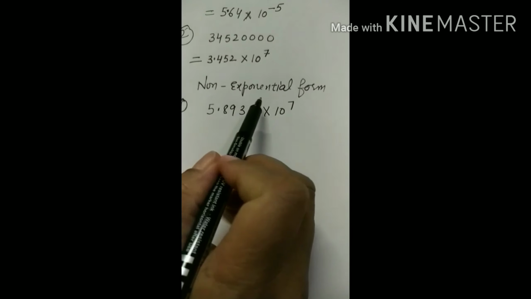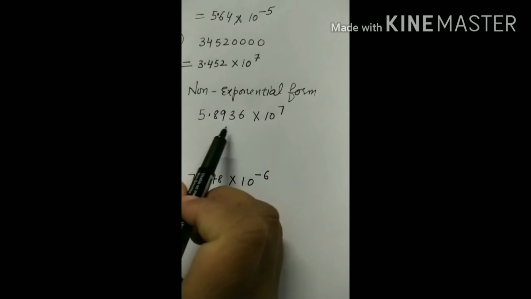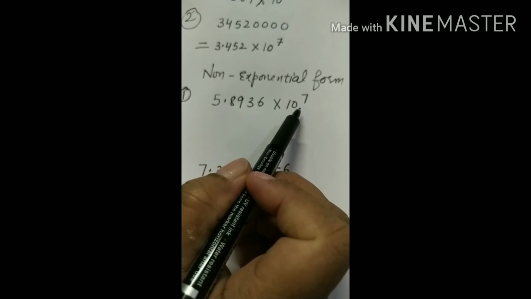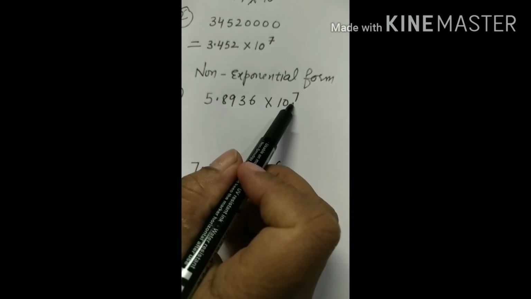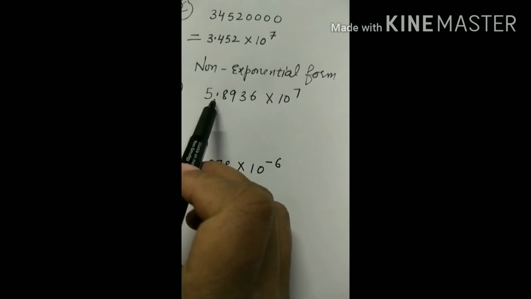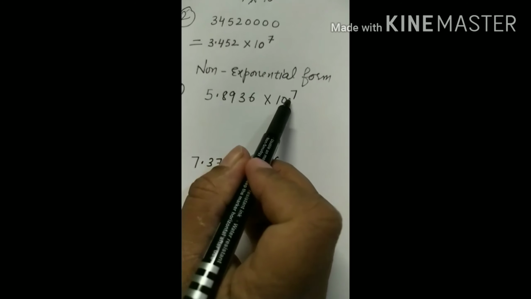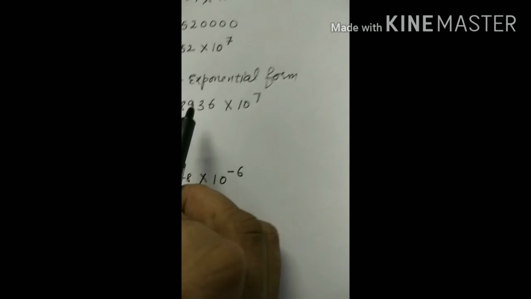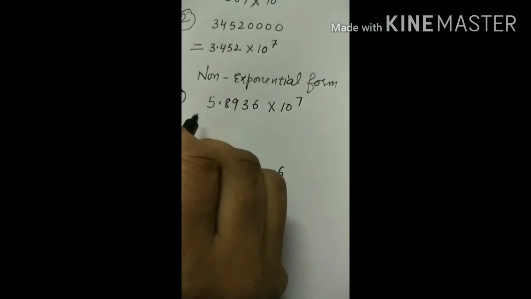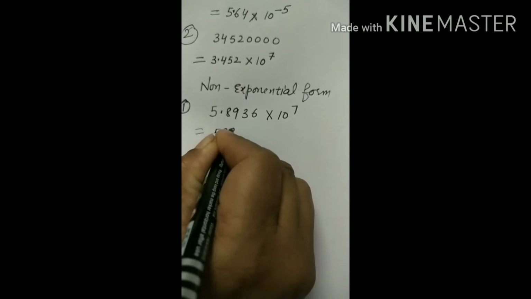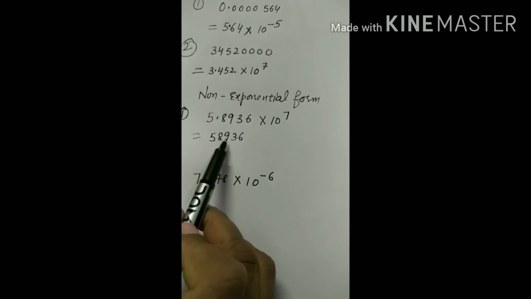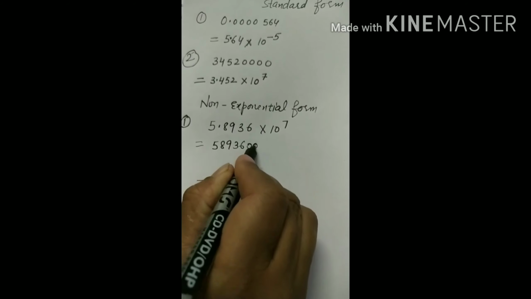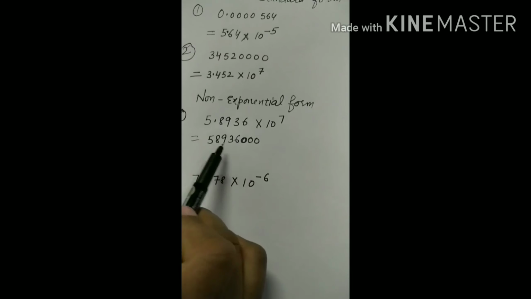Our next topic is non-exponential form. In this they have given you the standard form. So firstly we will check which is the power here. 7 is the power here. So we will shift the decimal to the right side if they have given you a positive power. So we will shift the decimal 7 places to the right side. So our number becomes, we have shifted 4 places. Now we want 3 more places, so we will add 3 zeros here to complete the 7 digits.